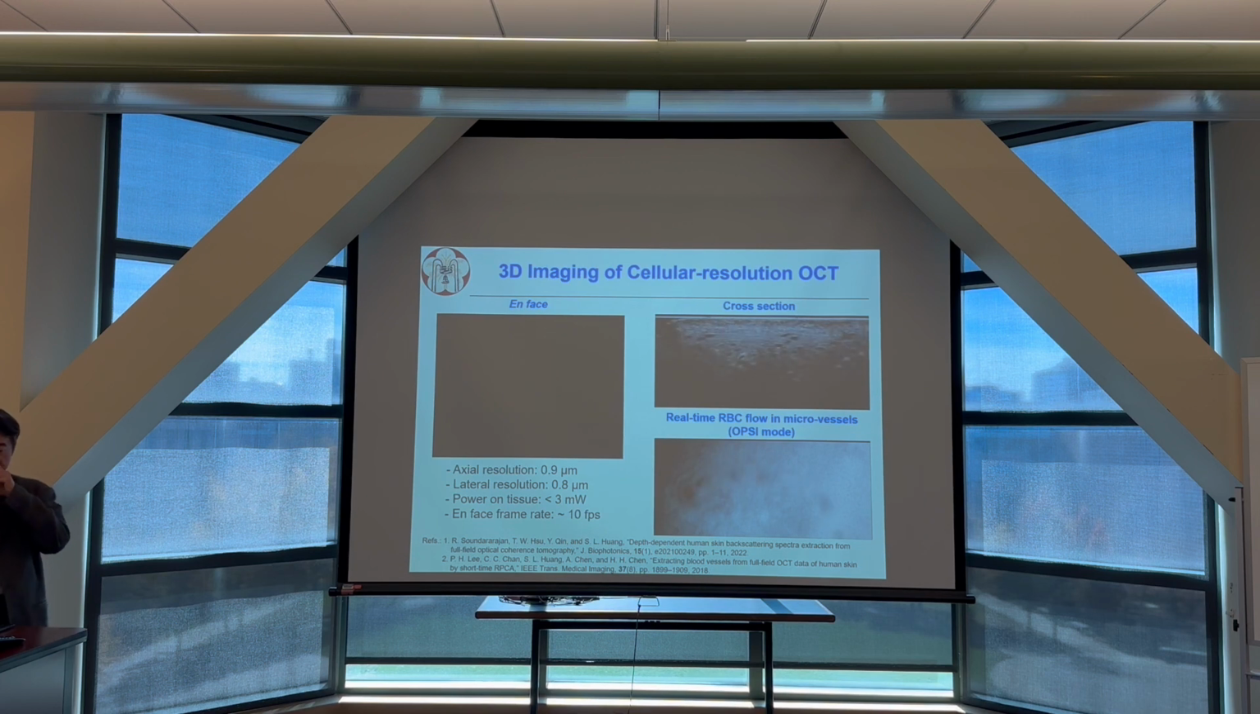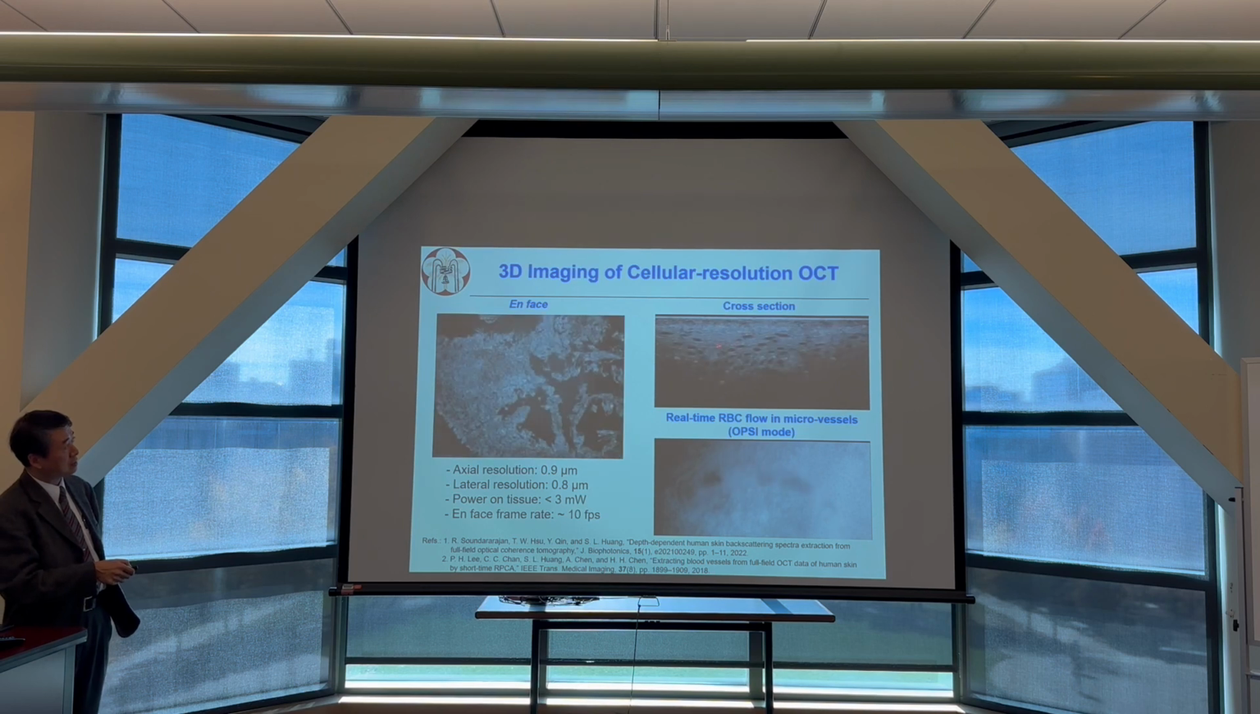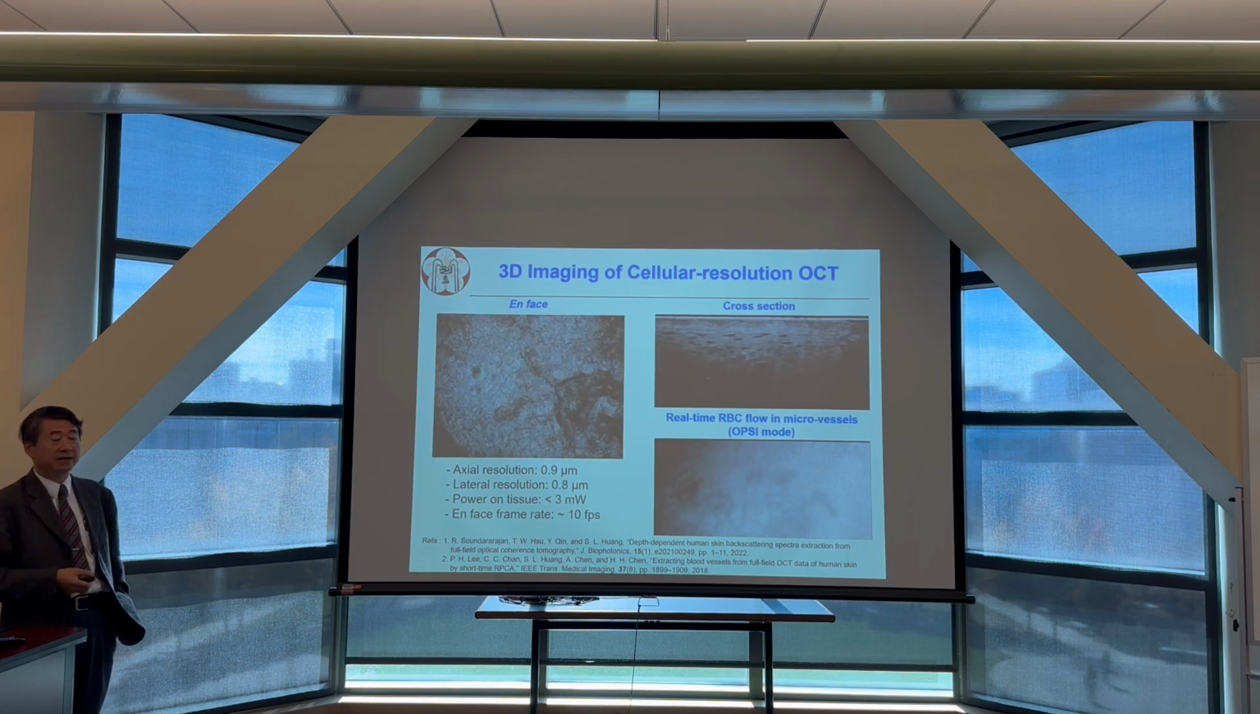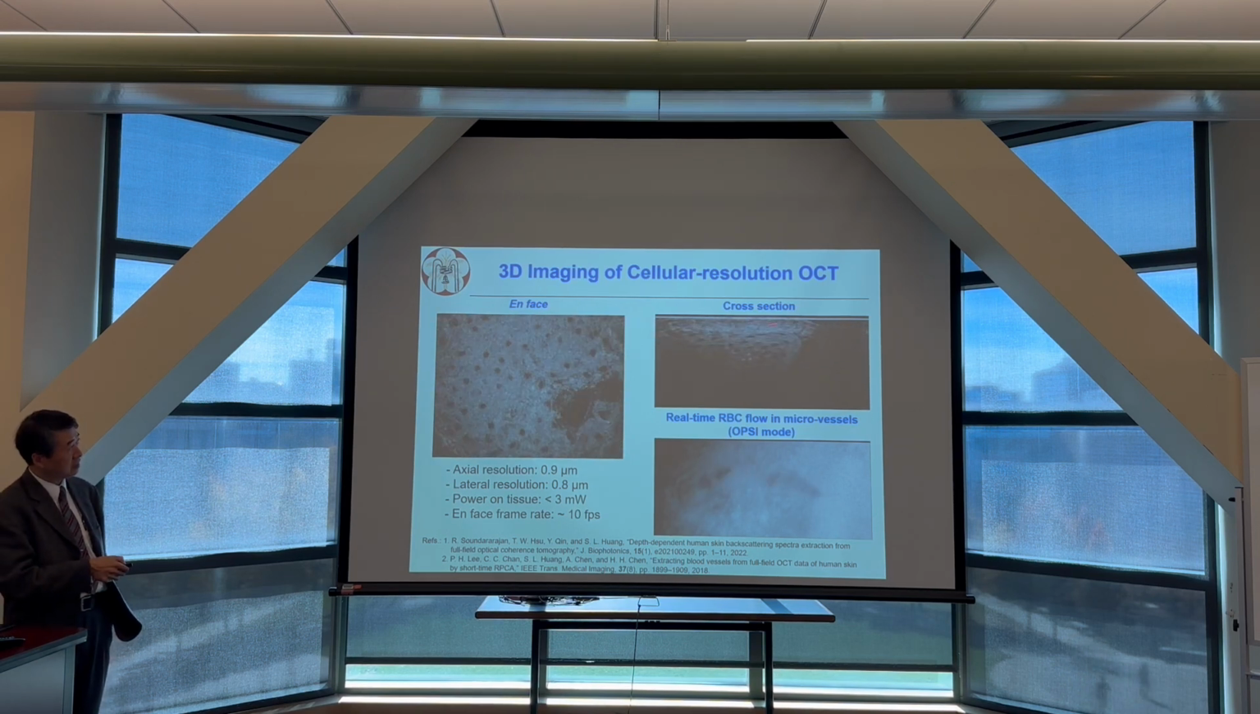Now let me show you some of our recent work about cellular resolution OCT. This video shows the en face view. En face means that all these two-dimensional images are parallel to the surface, so at different times it probes into different depths. This is a cross-section, which means at different times you have different lateral movement. You see those black holes; actually, they are the nuclei within the skin. You can see the layer structure.